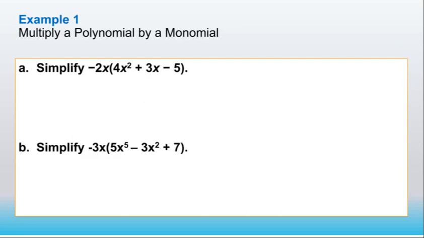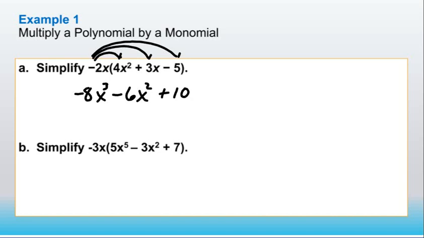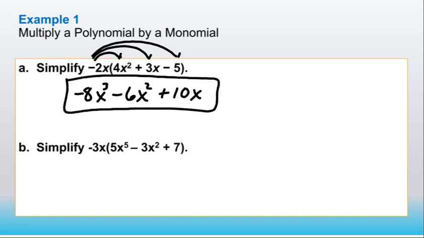So we are going to review even with exponents here, because remember, when you multiply like bases, you add the exponents. So I need to distribute, and I get negative 8x to the third. Negative 2 times 3 is a negative 6, x squared. And negative 2 times negative 5 is a positive 10, that's an x. And so our answer would be negative 8x cubed minus 6x squared plus 10x. Now, if I could simplify that further, I would, but otherwise there's no like terms, so that would be my answer.